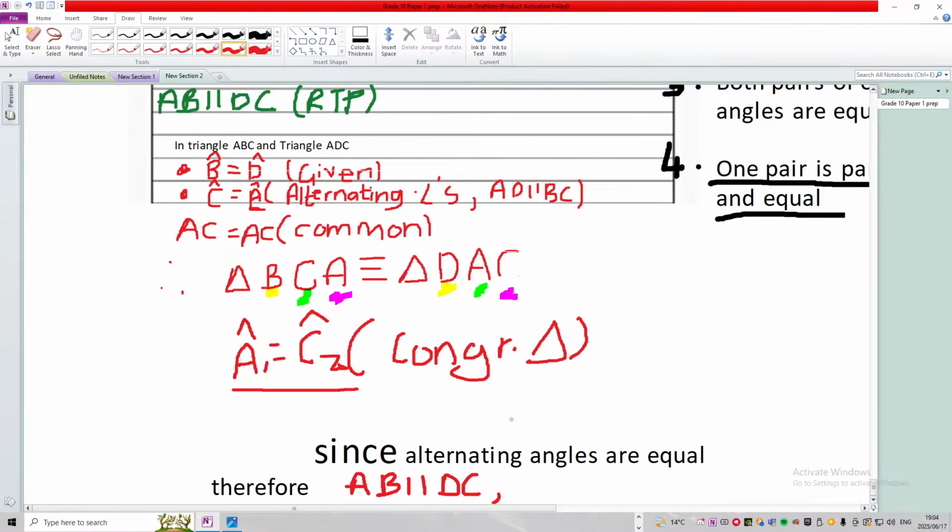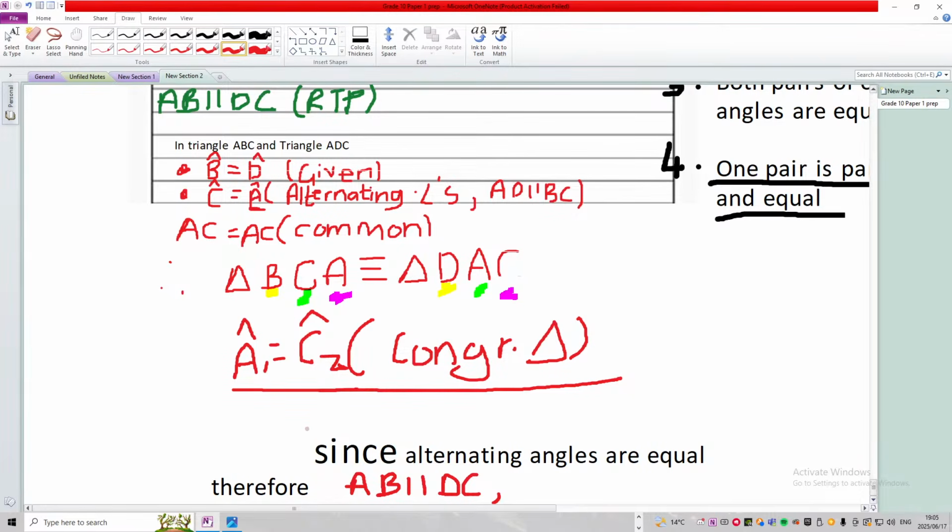Does your reason have to be congruent triangles? Can it also be alternating angles? You can't, because in order for alternating angles to be equal, the lines need to be parallel. But we can't say that the angles are equal because of alternating angles. We don't know if the lines are parallel yet.